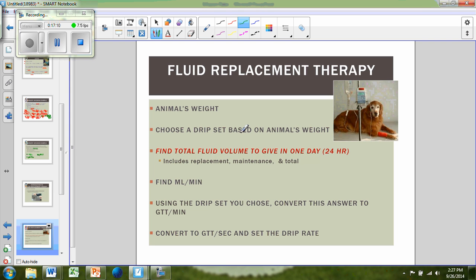Step number 3 is the one that is different, because for fluid replacement therapy, you're usually giving this in emergency situations. So what you need to find is the total fluid volume to give in one day or a 24-hour period. And so in this total fluid volume to give in a day, we need to figure out how many fluids need to be replaced, what is the normal amount of fluids that an animal would consume in a day, so that would be our maintenance, and then the total, which is adding replacement plus maintenance and getting our total for a 1-day period or a 24-hour period. After we find that, we do the same thing we did in the surgery infusion rate, which is finding mLs per minute, finding drops per minute and drops per second to set our drip rate on the IV fluid bag.